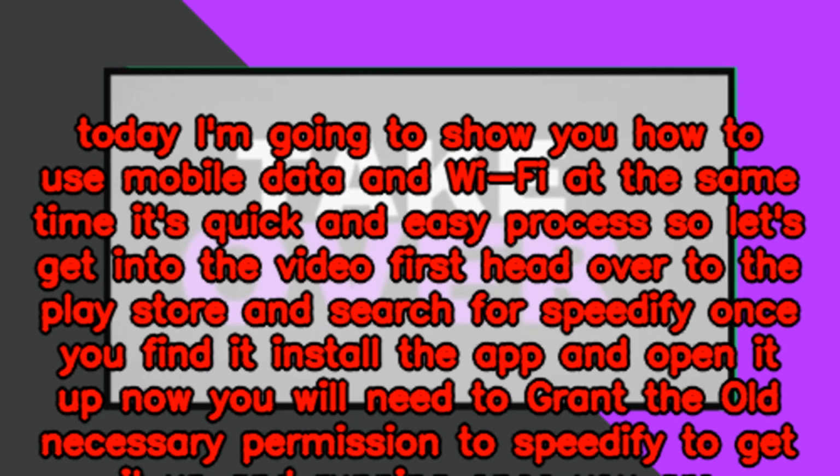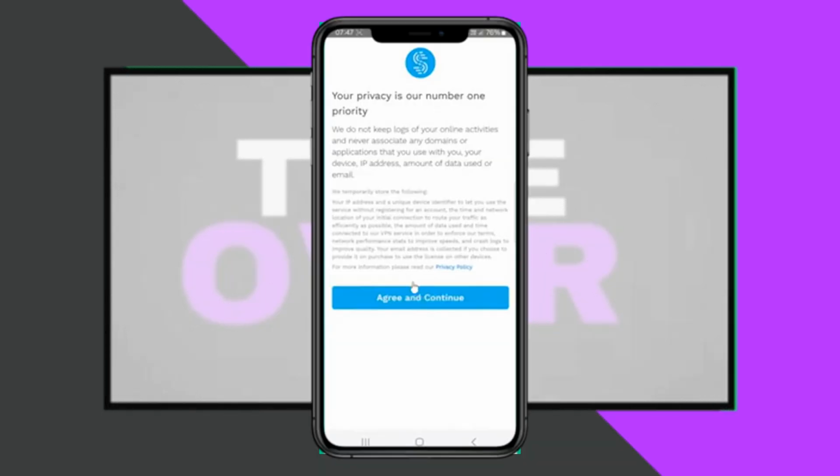First, head over to the Play Store and search for Speedify. Once you find it, install the app and open it up. Now you will need to grant all the necessary permissions to Speedify to get it up and running.